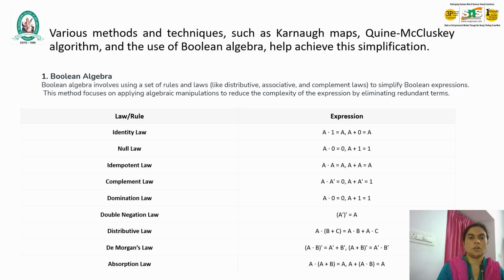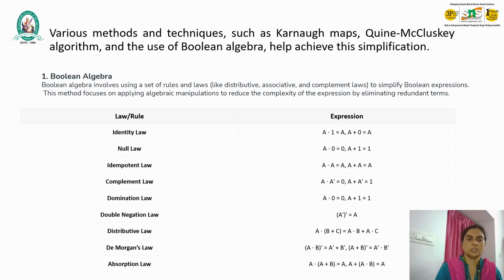When talking about Boolean algebra, we have certain rules and laws that have to be followed, like the distributive law, associative law, and complement law. These are used for simplifying Boolean expressions in order to reduce their complexity by eliminating redundant terms. So what are the rules and laws in Boolean algebra, and how are they expressed in terms of parameters?